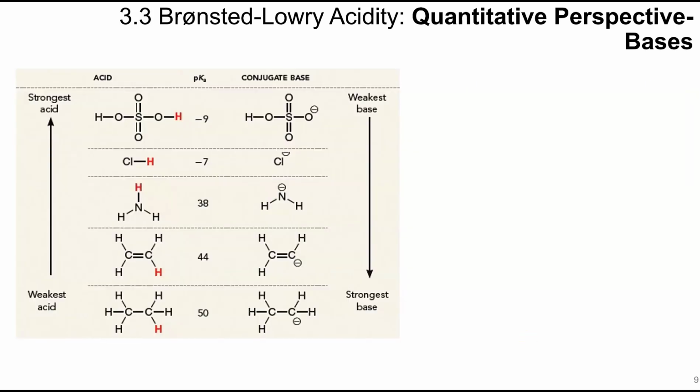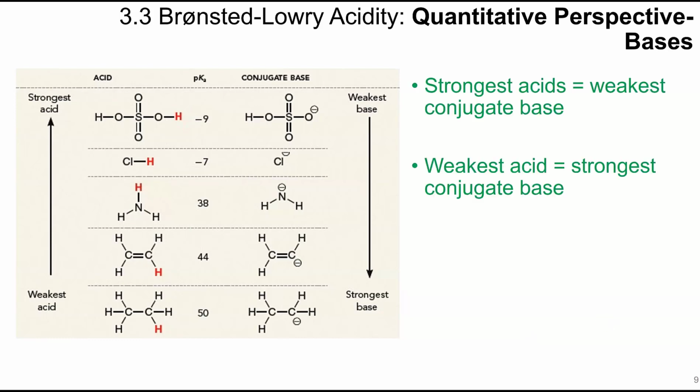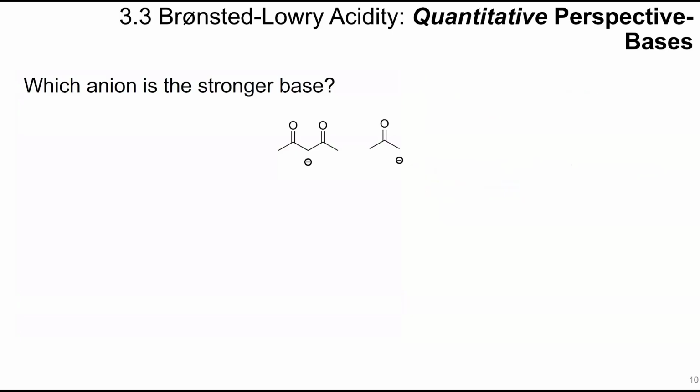Okay, if you need to quantitatively compare bases, you can do the same thing, but it's the opposite trend of acids. So the strongest acid equals the weakest conjugate base, and the weakest acid equals the strongest conjugate base. The pKa's have not changed, we are just observing a different trend. So the weakest acid equals the strongest base, and the strongest acid equals the weakest base. So based on that, which is the stronger base?